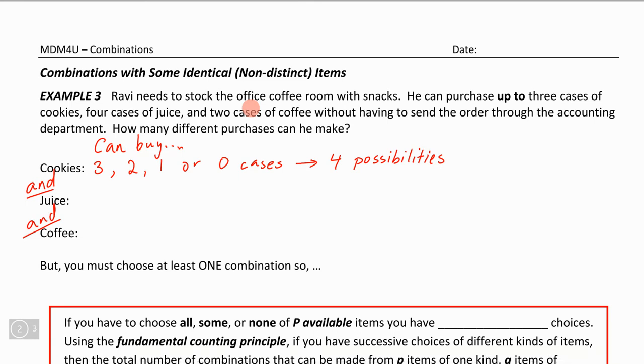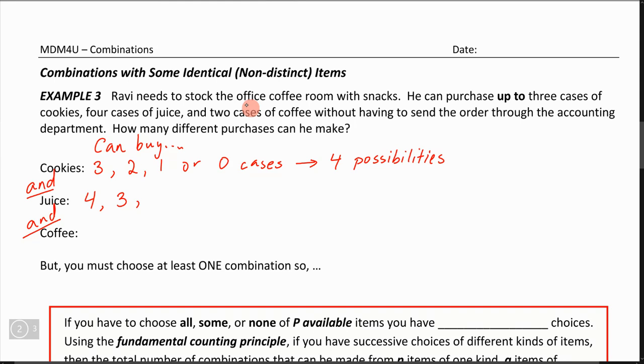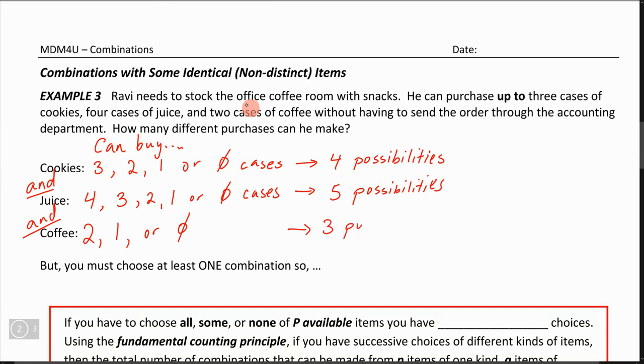Okay, so we're looking at the different ways that we can get juice. If we have 4 cases of juice, we can buy 4, or we can buy 3, we can buy 2, we can buy 1, or we could buy none. Okay, the null set, 0 cases. So that means we have 5 possibilities for buying juice. And then if we finally go with the number of cases of coffee, well, we can have either 2 cases of coffee, 1 case of coffee, or no cases of coffee, which means we have 3 possibilities.